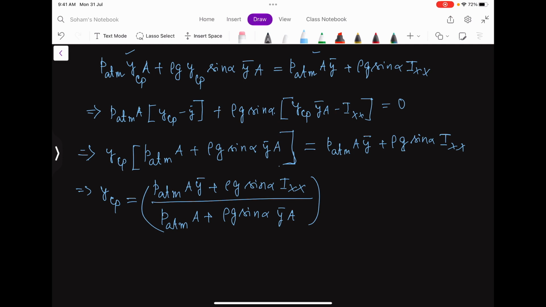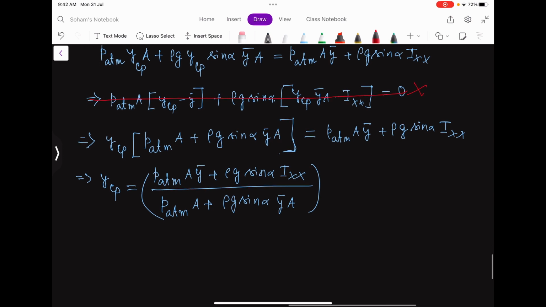Now in general situation we only work with the gauge pressure. So if we work with the gauge pressure, then also this ycp will be the same. So this is the actual expression. Just forget this line, this line is of no use. So this is the actual expression of the ycp.